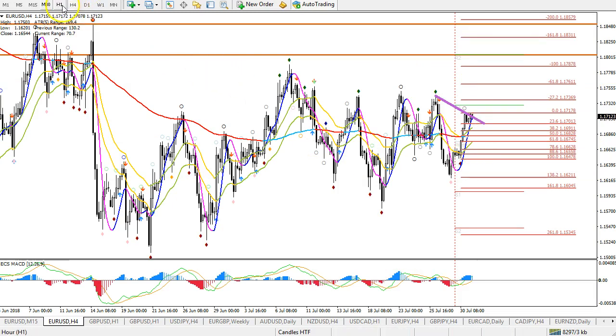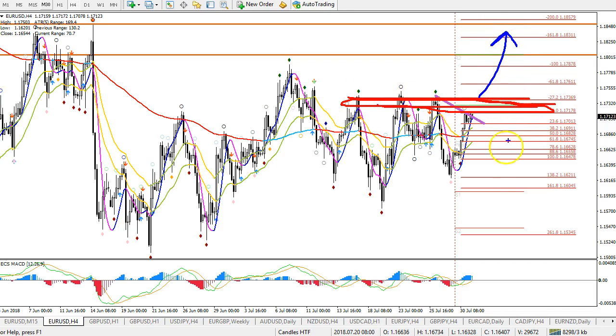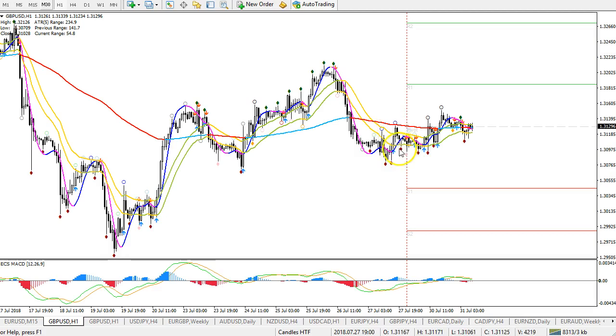So let's stick on this 4-hour chart. The question is, can price break above this resistance zone? Then we should see a breakout to that zone. If price turns back down, we'll see an extended correction, and I would still expect price to bounce somewhere in here for that further upside.